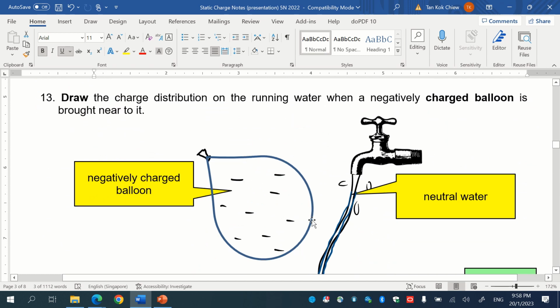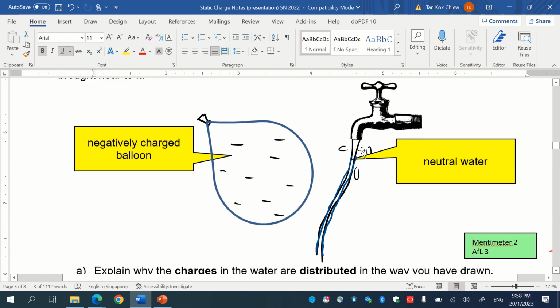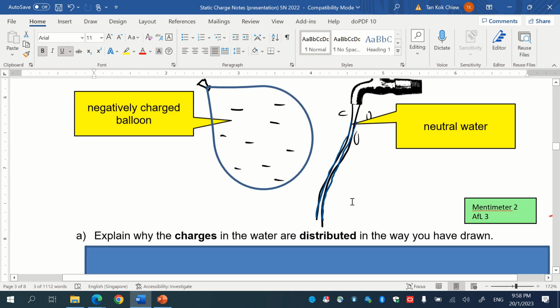Now we try the next question, the next demo that you saw just now. The stream of water. Why did the stream of water get attracted to the balloon? Okay, the negatively charged balloon. I bring it near, the stream of water will curve towards the balloon. Now, before you can explain, you are supposed to draw the charge distribution. How did the charge get separated on the water?